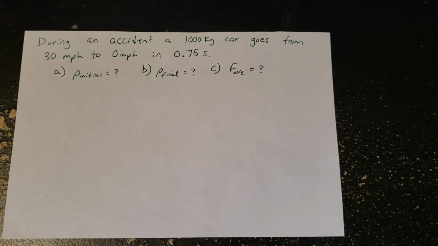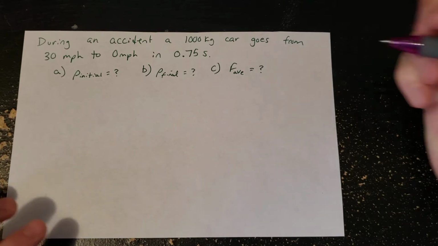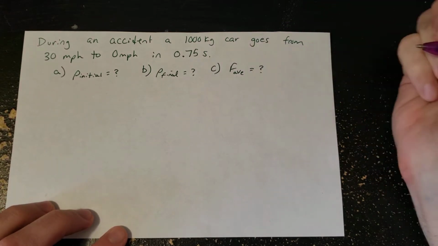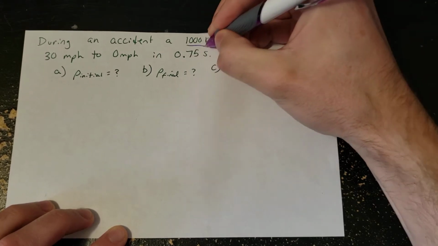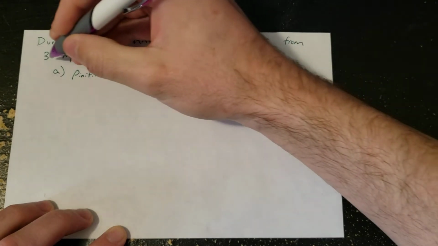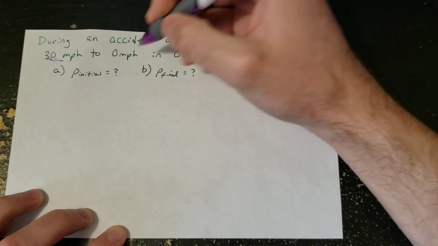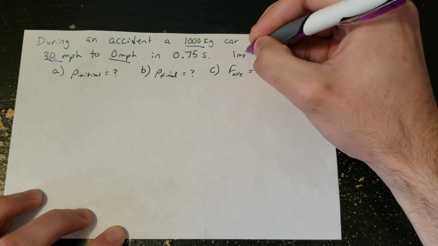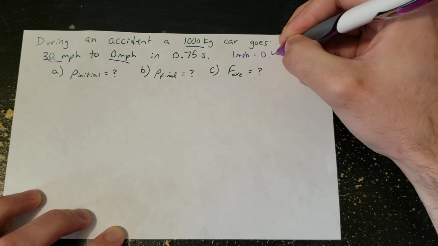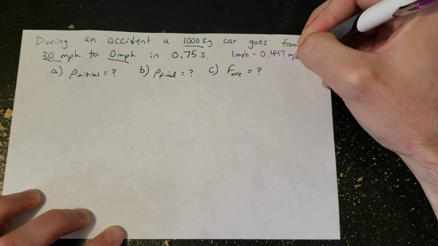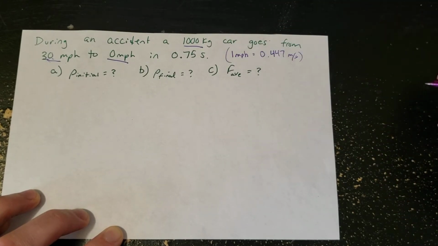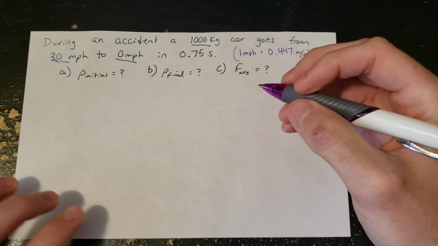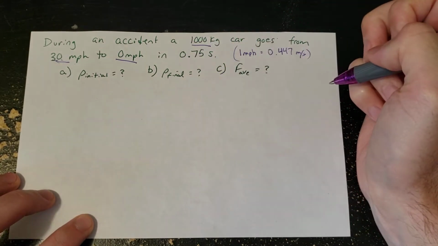We've got another sample momentum problem. Here we're going to look at something slightly different and talk about how momentum relates to forces. So we have a car accident where a 1,000-kilogram car goes from 30 miles per hour to 0 miles per hour. And a little reminder, 1 mile per hour is equal to 0.447 meters per second.